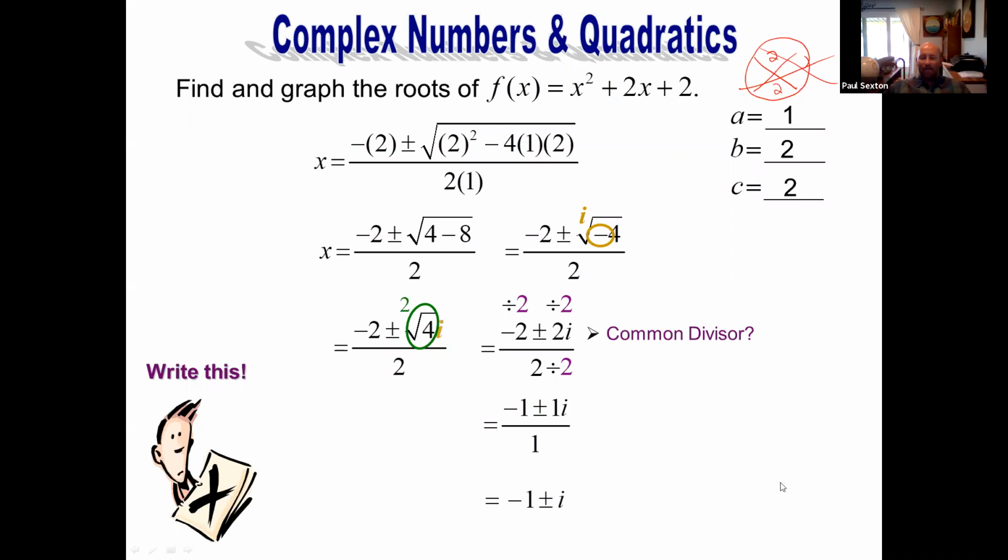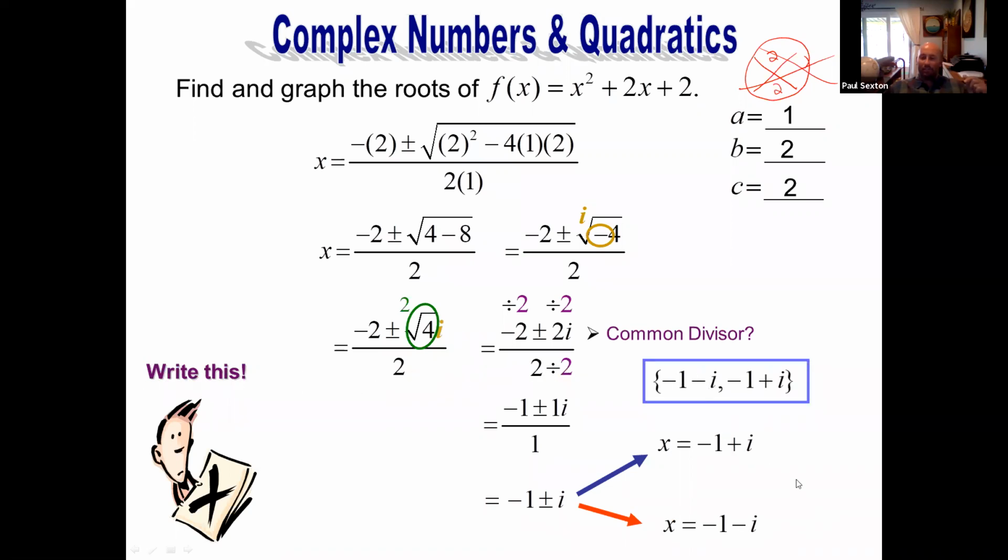So that is simplified, but remember, I want them split. So you've got negative 1 plus i and negative 1 minus i, but if we're doing it in set notation, we want the negative or the minus i first. Okay, and who's to say which one's bigger or smaller because we're dealing with complex numbers here, complex roots.